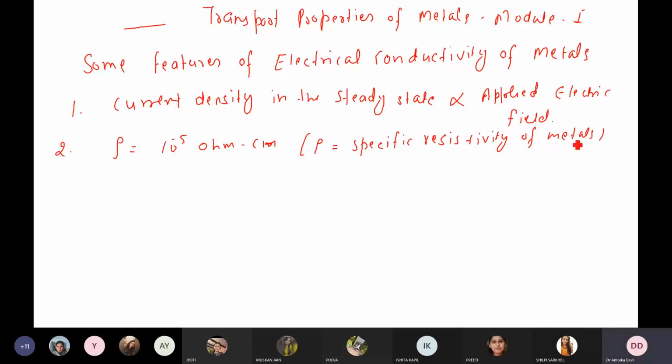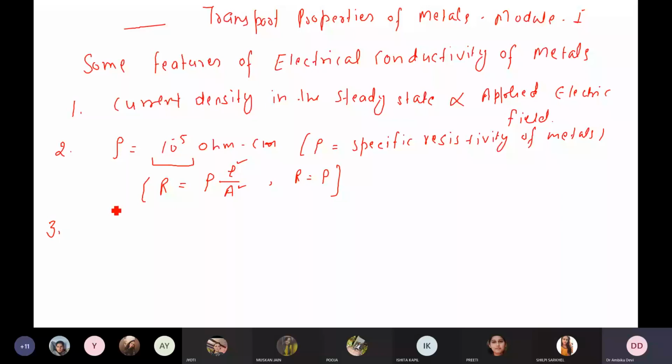You might be knowing the definition of specific resistivity. Specific resistivity is defined as the resistance of a wire of unit length and unit area of cross section, right? So this is the resistance when we have a wire of unit length and unit cross section area. When this L and A both are unity, then R is equal to rho. So this is the specific resistance. Most of the metals possess this specific resistance at room temperature. So this is another important feature.